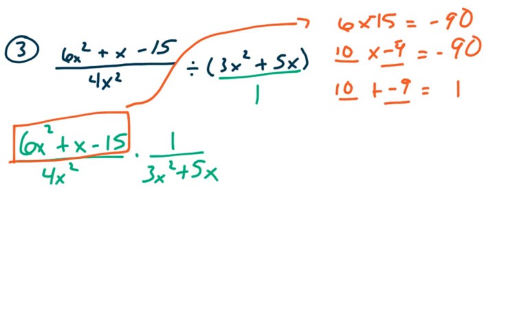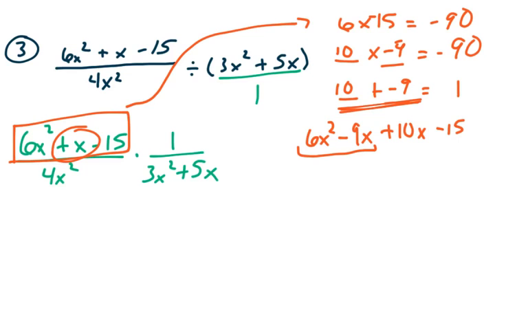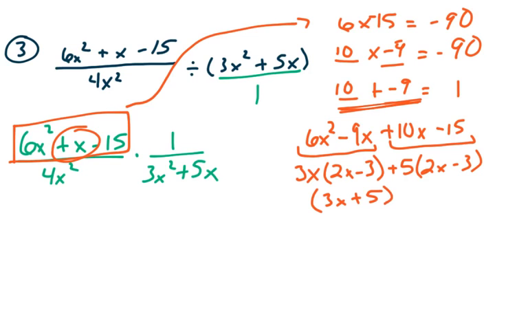Step 3 is to rewrite the middle term using these two numbers. So we're going to have 6x squared minus 9x plus 10x minus 15, and then we factor from there. Factor the pairs, first two, last two. 6x squared and 9x are both divisible by 3 and also x, so that leaves me with 2x minus 3. 10 and 15 are both divisible by 5, so we have 2x minus 3 again. Remember, they're supposed to match, so our product is (3x plus 5) times (2x minus 3).